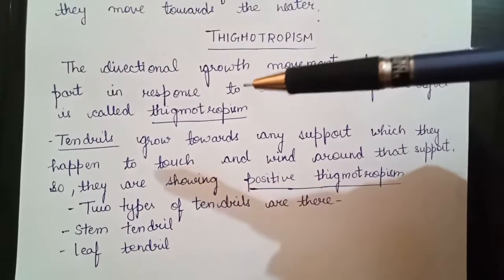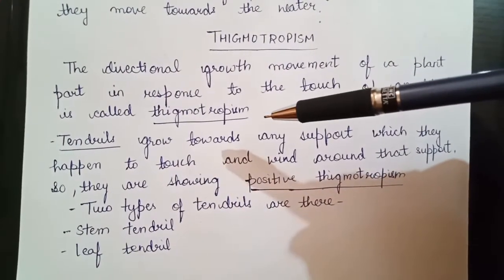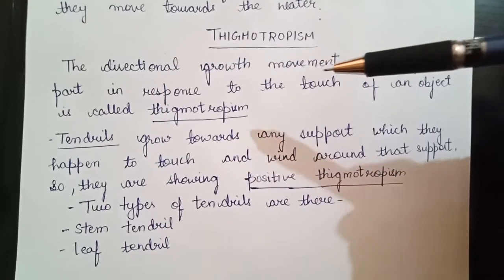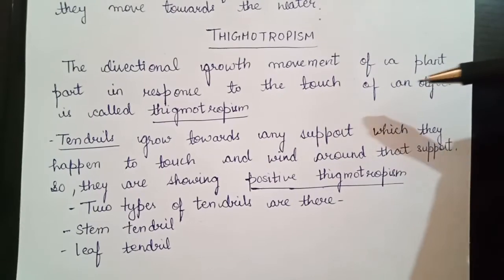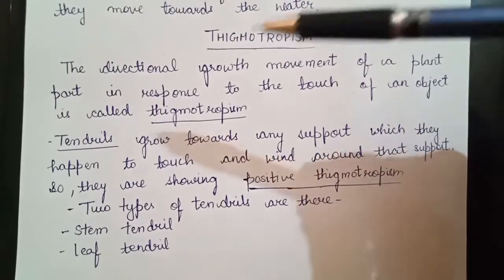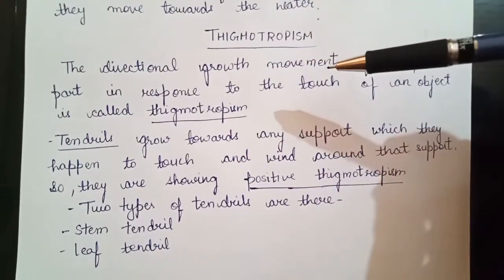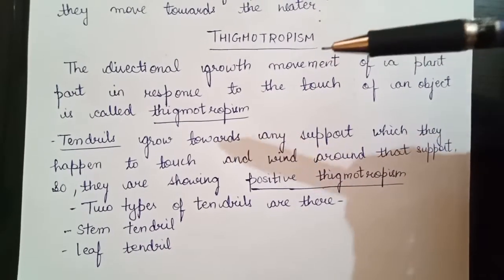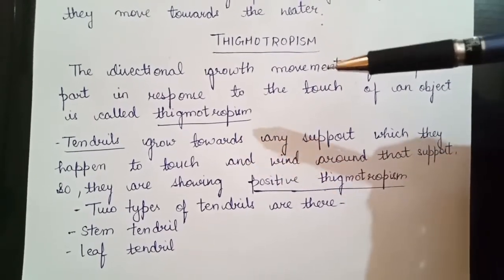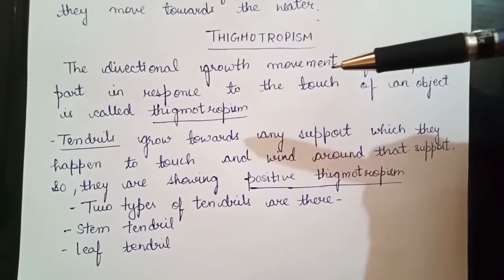Okay, so what will be the definition of thigmotropism? The directional growth movement of a plant in response to the touch of an object. The directional growth movement. Why? Because tropic movements show directional growth movement. What do you mean by this?